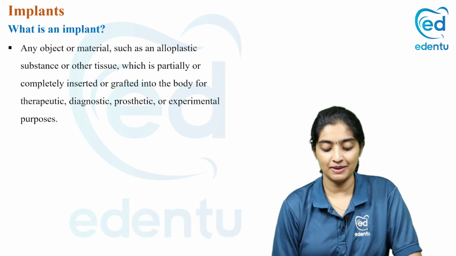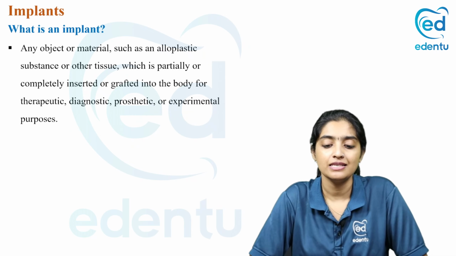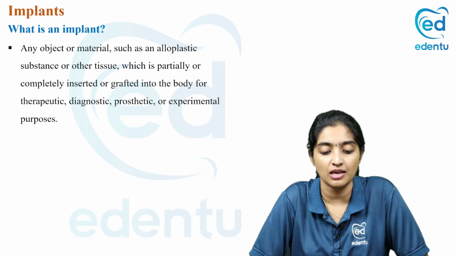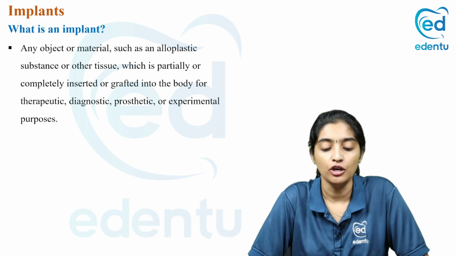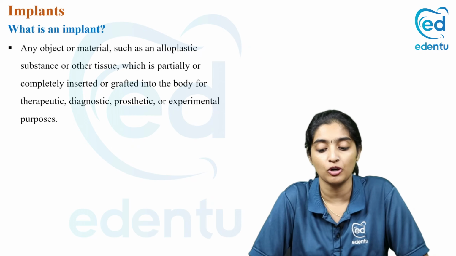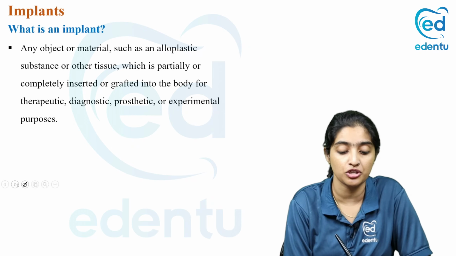What is basically an implant? It is an object or a material, such as an alloplastic substance or any other tissue, which is partially or completely inserted or grafted into the body for therapeutic, diagnostic, prosthetic or experimental purposes. That is the definition of an implant.